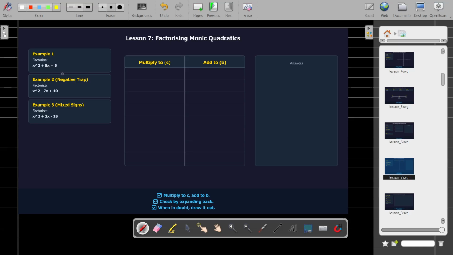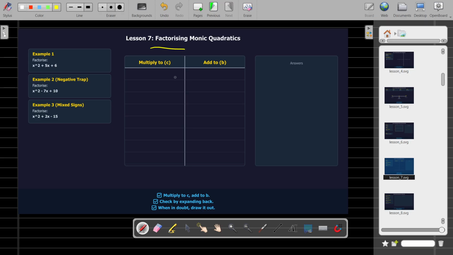In the last video we expanded binomials into trinomials. So we multiplied two binomials and expanded to a trinomial. Today we're going to reverse this process and make them into two binomials again. This is factorizing.